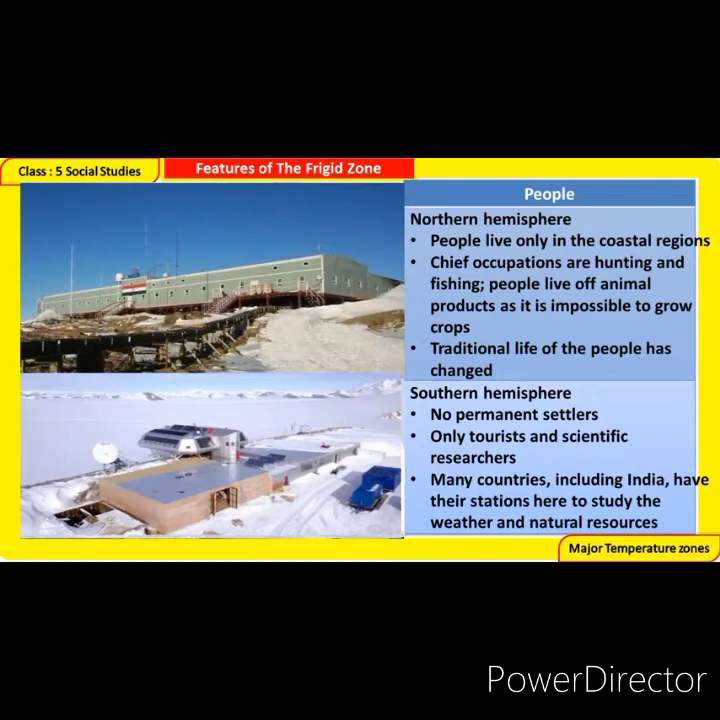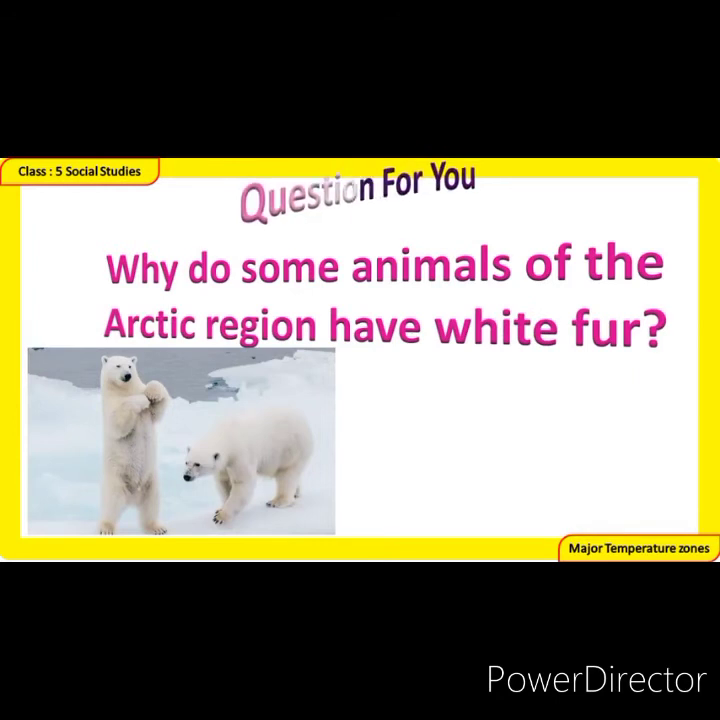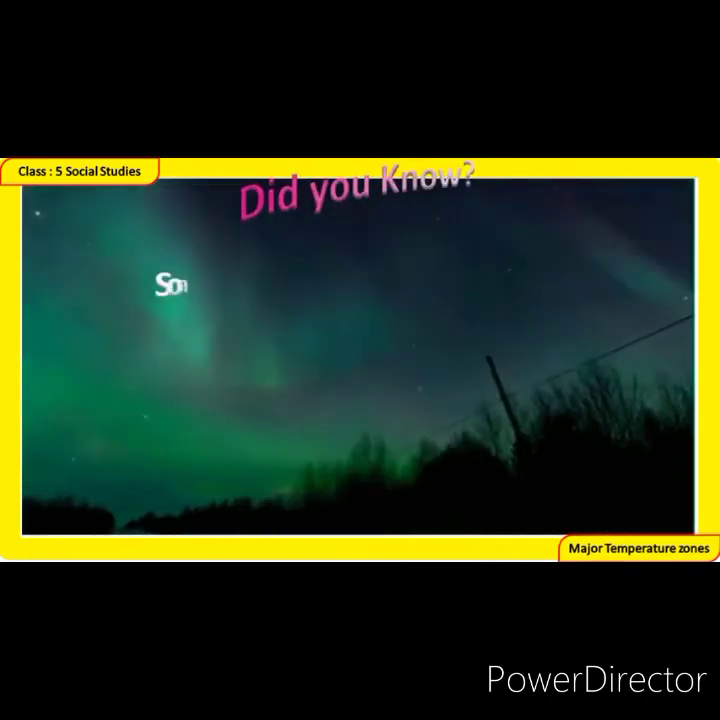Now there are certain revision questions for you. You can see them here on the screen. Why do some animals of the Arctic region have white fur? Why do they have white fur? Do you know that? Okay, sometimes the night sky in the frigid zone is lit up by spectacular bands of red and green lights. These are called polar lights, children.